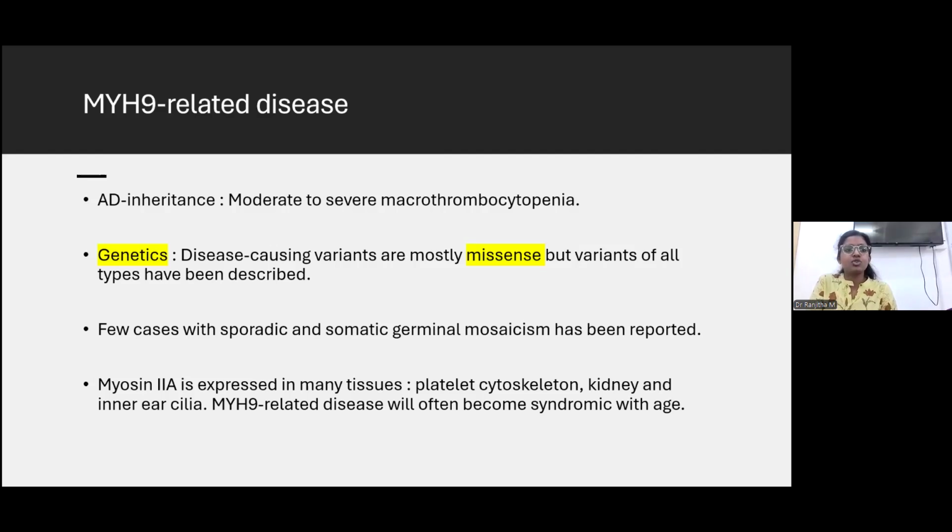What is this disease? It is usually autosomal dominant in inheritance, which usually presents with moderate to severe macrothrombocytopenia. It's usually caused by missense mutation of the gene for the myosin heavy chain. A few cases with sporadic as well as somatic germinal mosaicism have been reported. Myosin 2A is a protein which is required for many systems. So where all is it expressed? It is expressed in platelets, cytoskeleton, kidney, and the inner ear cilia, and hence MYH9 related disease will often become symptomatic with age.